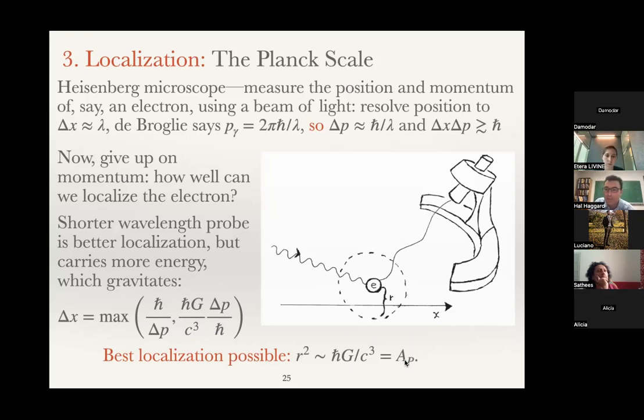Schematically, sometimes the way people say this is that if you send in too much energy, you're going to collapse the system to a black hole, and that black hole is going to be the best you can do in terms of measuring the position of the object.